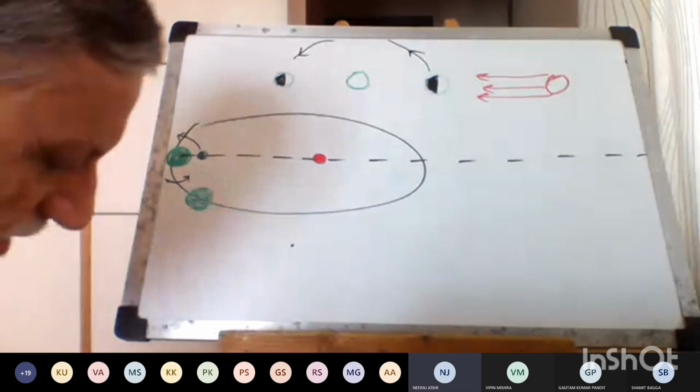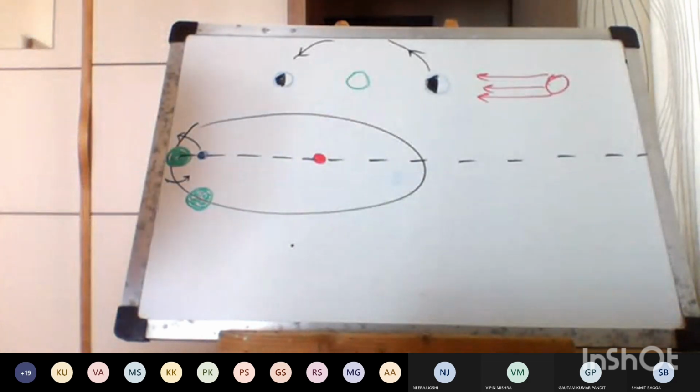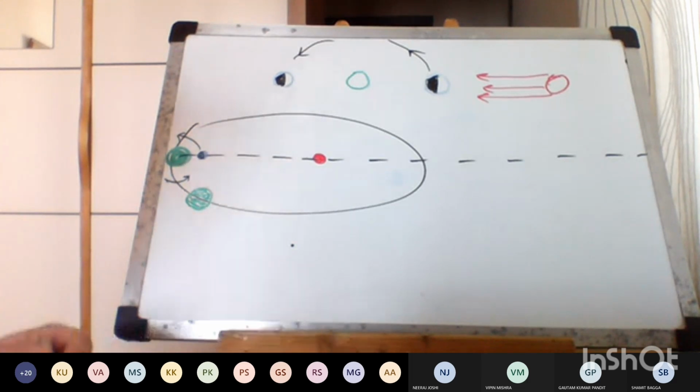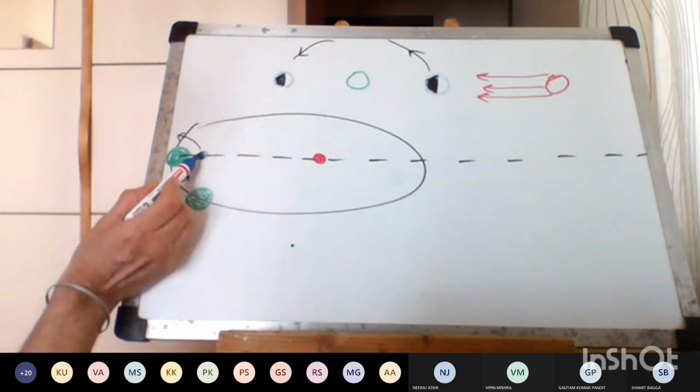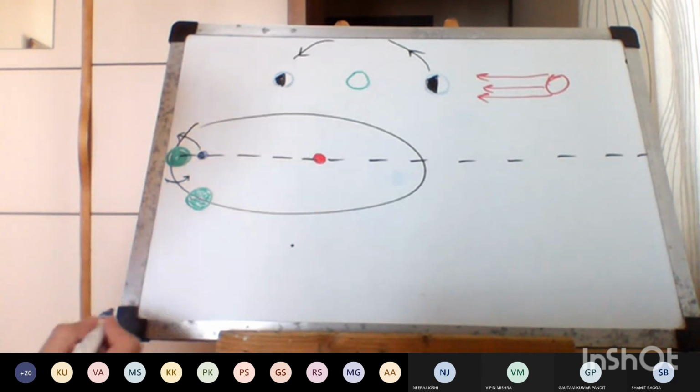Okay, we were discussing the revolution of the moon and how long it takes for it to make one complete revolution, new moon to the new moon. Correct?